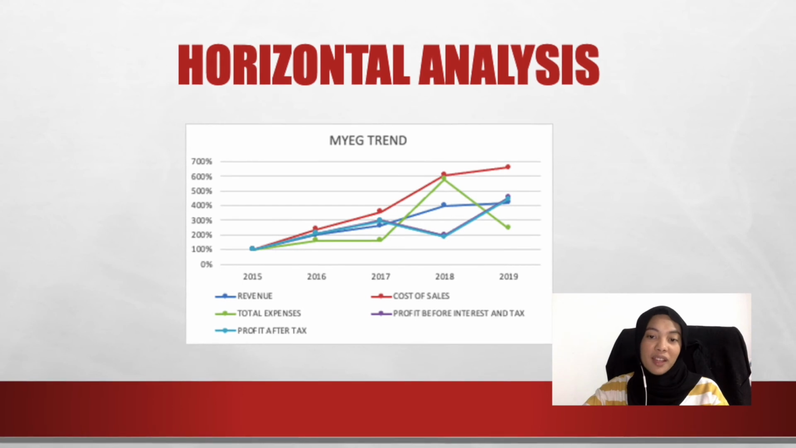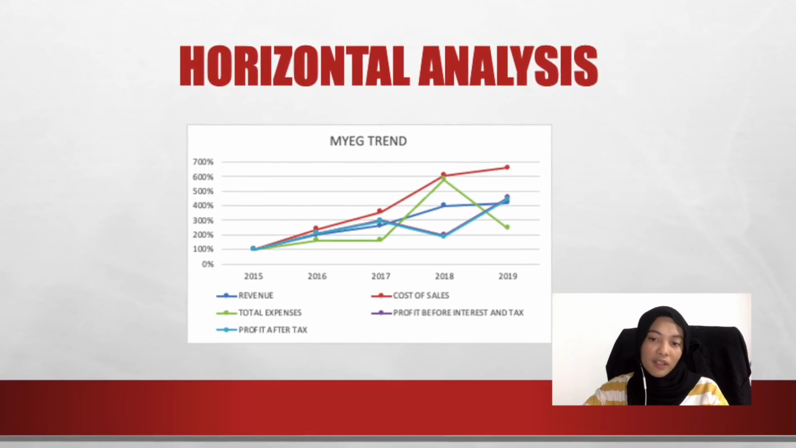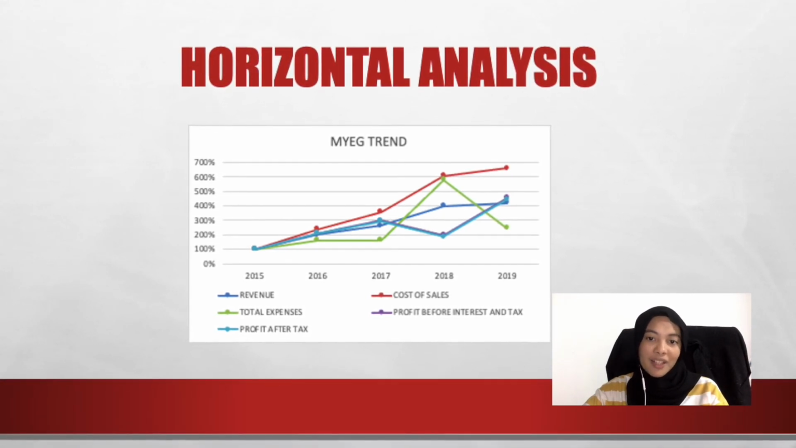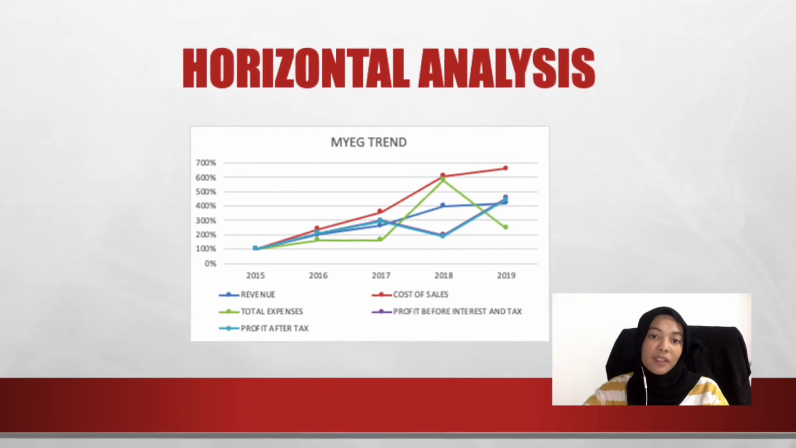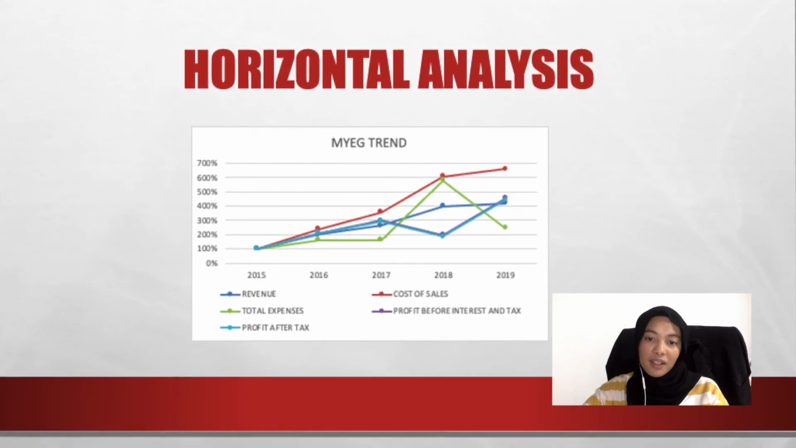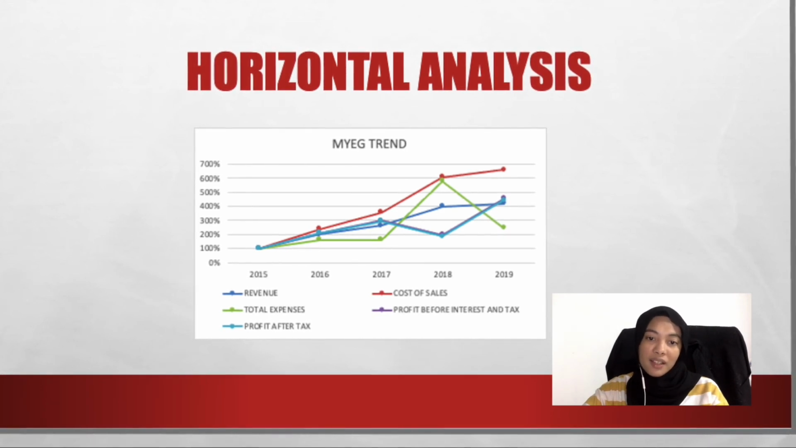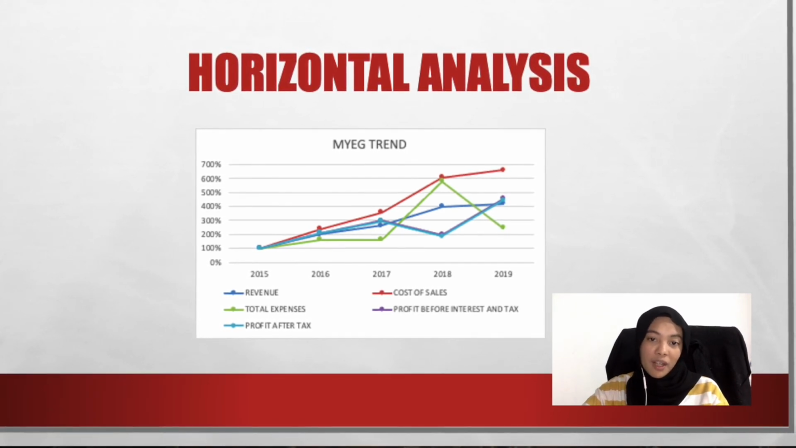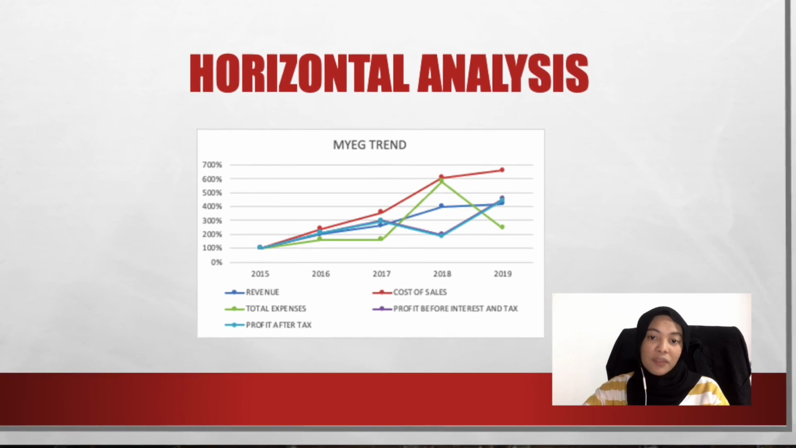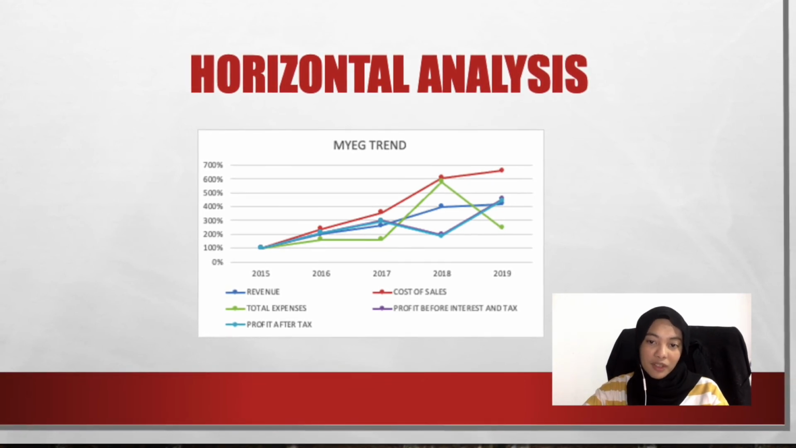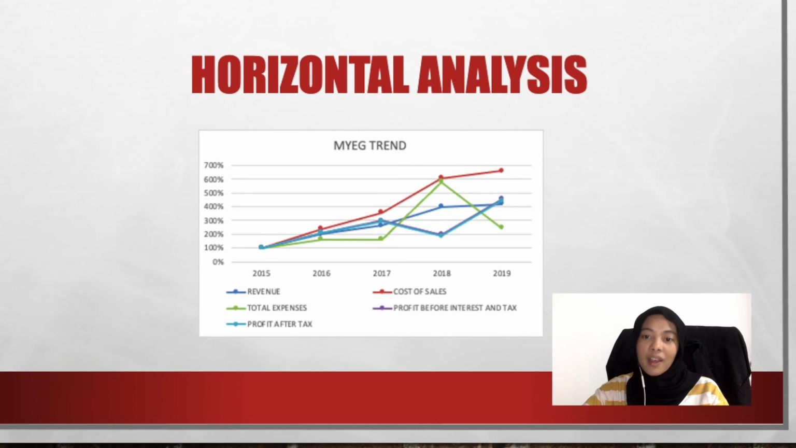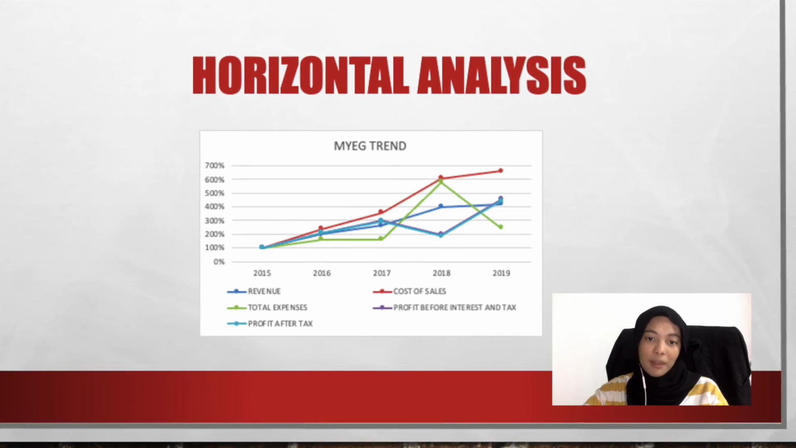Profit before tax increased between 2016 and 2017 but a downtrend in 2018. This shows that in that year, the company's degree of operating leverage is lower. That is why the profit before tax is less sensitive. In the profit after tax, there is a downtrend in 2018 but going upward again in 2019.